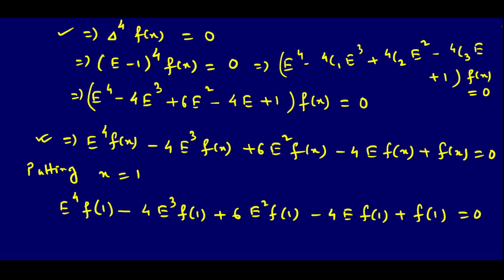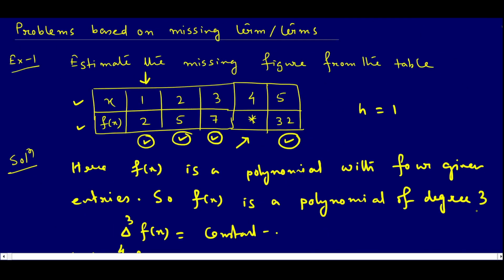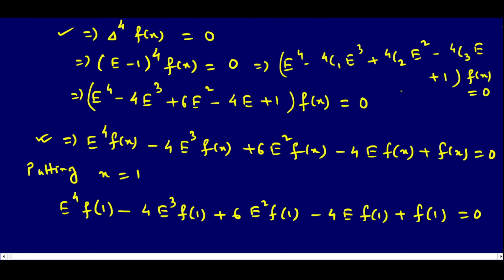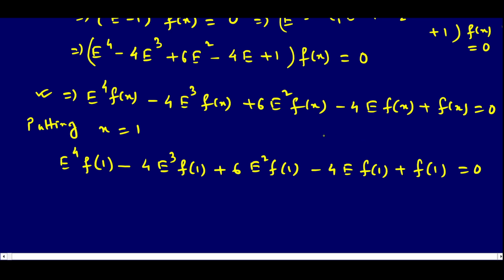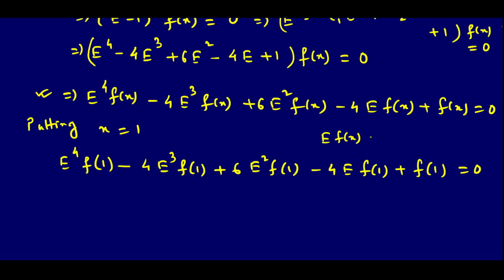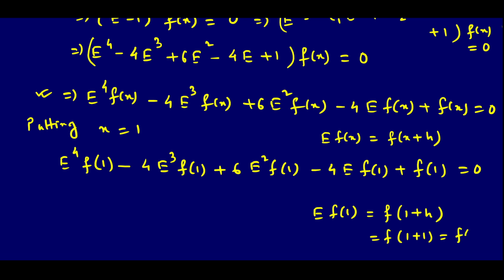Okay, so E is our shifting operator. We know that shifting means if the power is 4, then we have to give an increment of 4h. Now, what is h here? h equals 1 here. So 4h means 4 into 1. What is the formula for E f of x? E f of x is f of x plus h. Then what will be E f of 1? Here x is 1, so it will be f of 1 plus h. And h is 1, so it is f of 2.